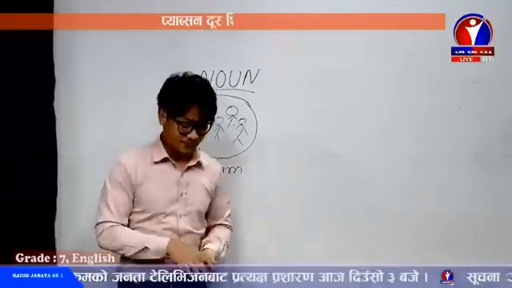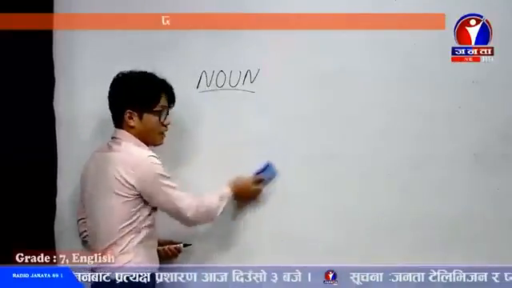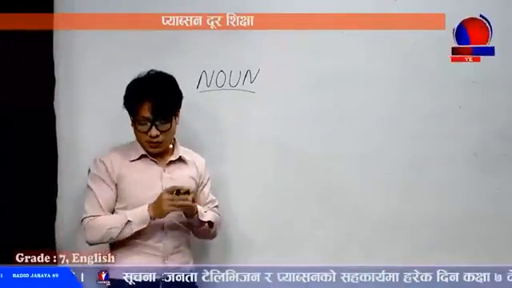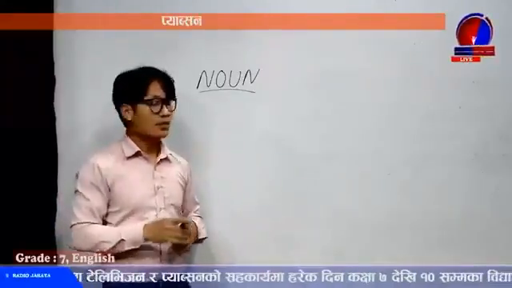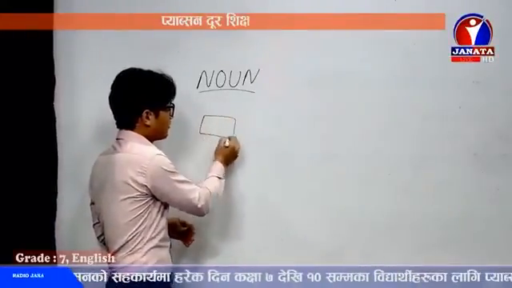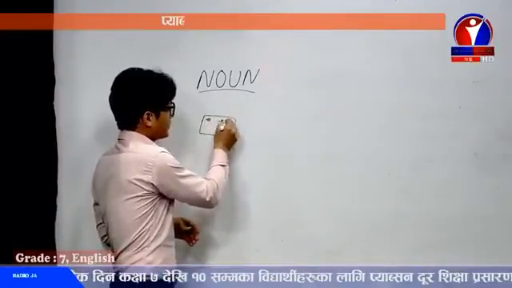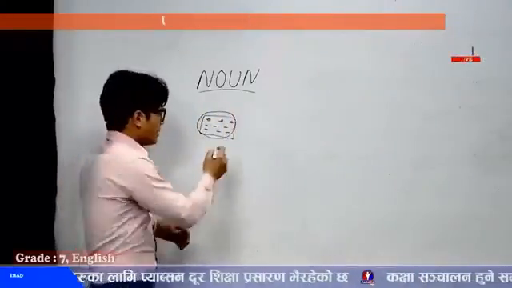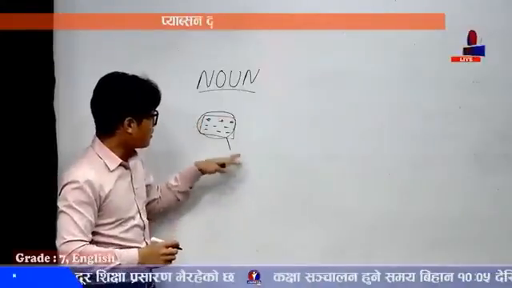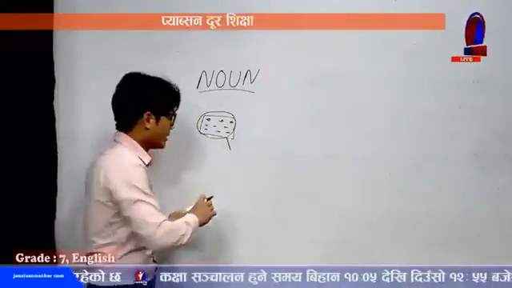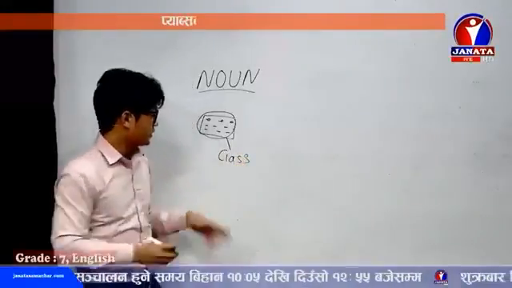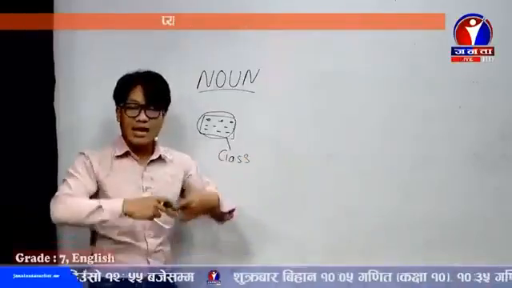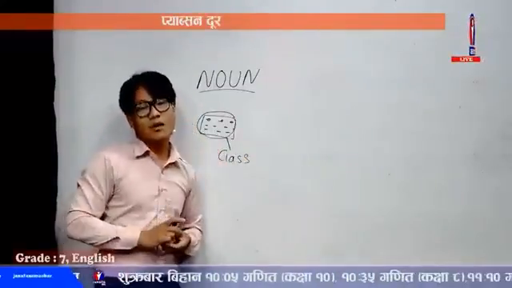And there is class. Look at the next word, class. This word class refers to many students. Suppose this is a classroom. Here are many students. These all students come in one word, that is class. This word class collects all these students. So that's why class is a collective noun.